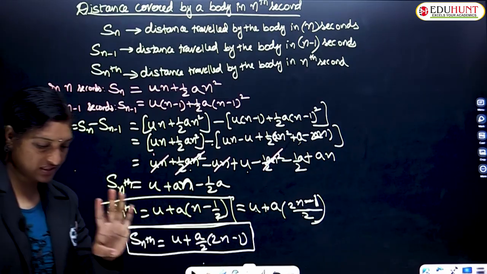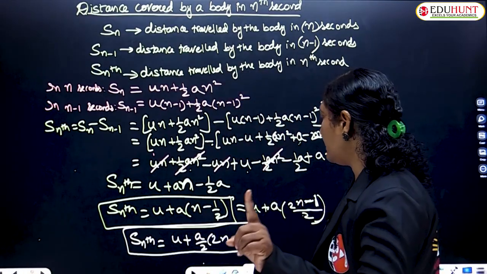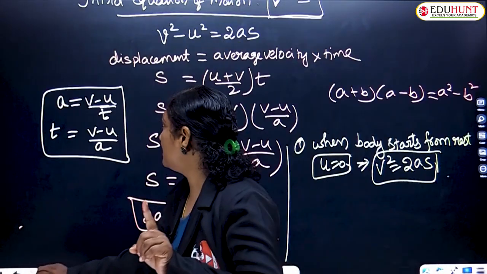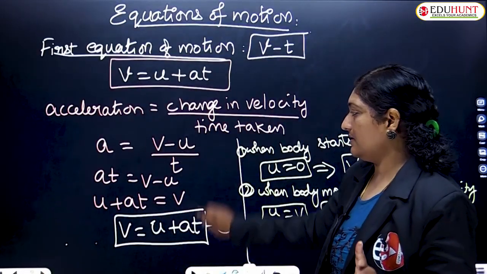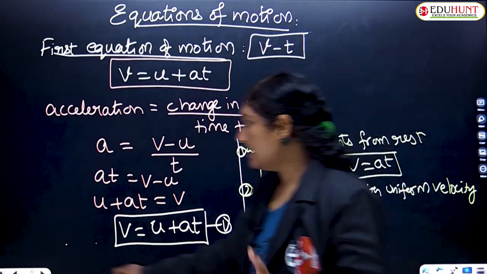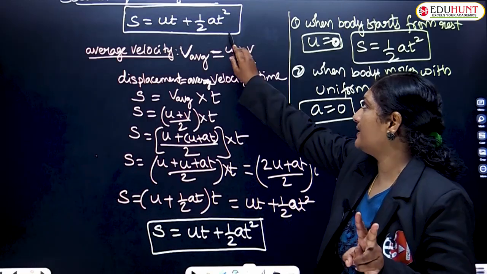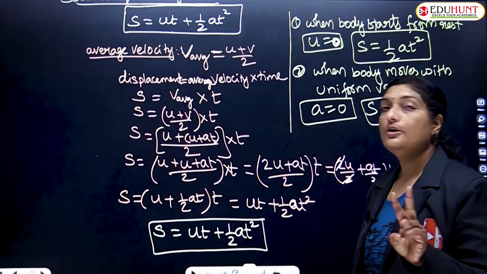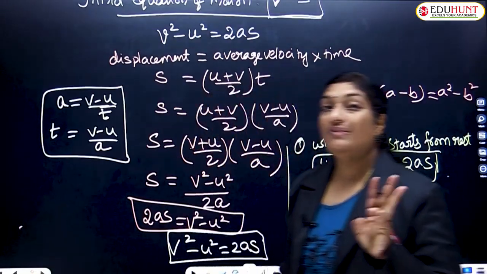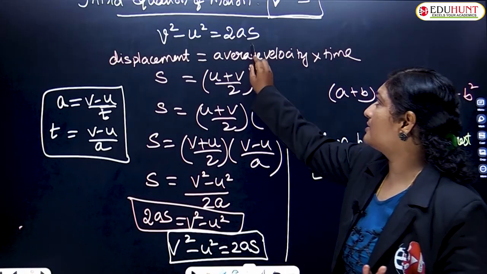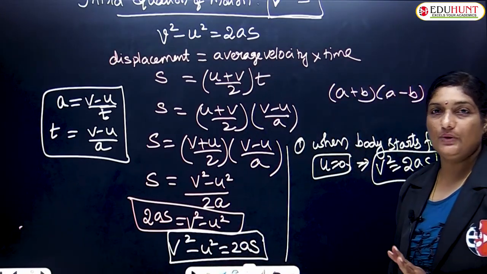So 4 equations I have discussed thus far. What is the first equation of motion, children? V equals to u plus at. The second equation of motion was S is equals to ut plus half at square. The third equation of motion was v square minus u square equals to 2as.